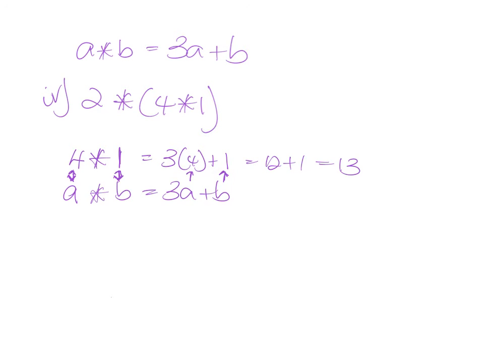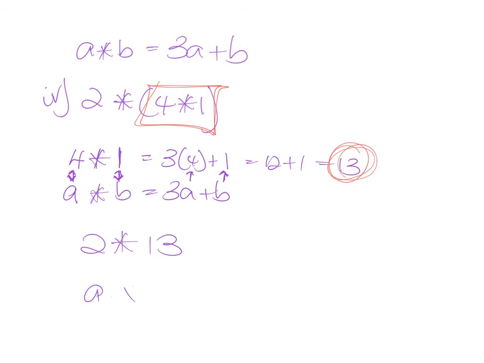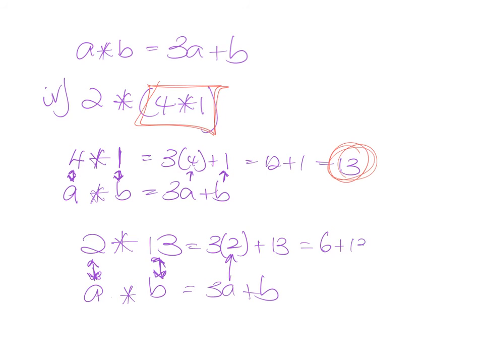So since 4 star 1 is 13, it means that the question now becomes 2 star 13. So we say A star B is equal to 3A plus B. So A would now be 2 and B would now be 13. So we'll get 3 by 2, because A is 2, plus 13, which gives us 6 plus 13, which gives us 19.